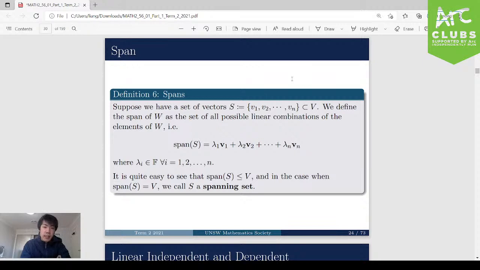It is quite easy to see that span of S is a subspace of V. And in the case where span of S is equal to V, we call S a spanning set. So that's saying if these vectors V1 to Vn, if we take any linear combination of that and it covers your entire vector space V, then S is called a spanning set. It spans the entirety of V.